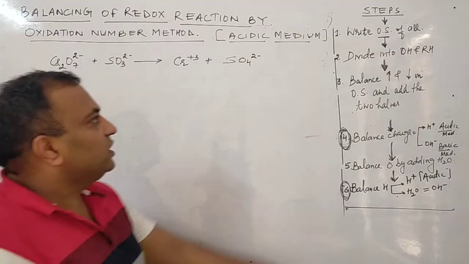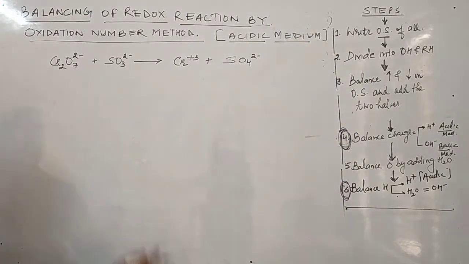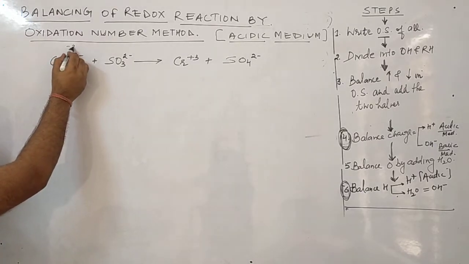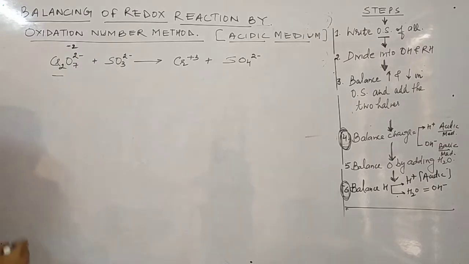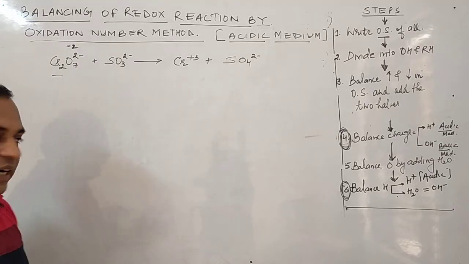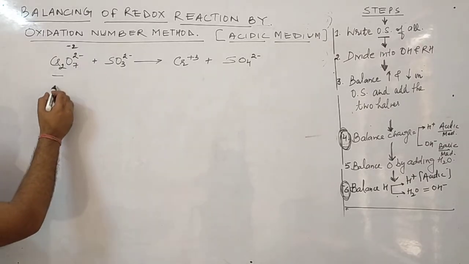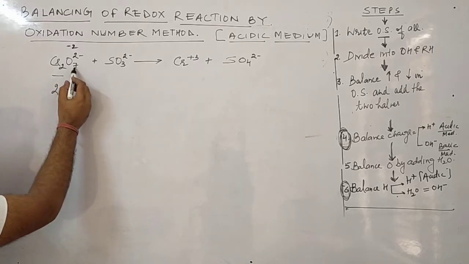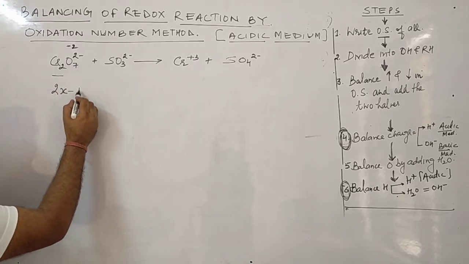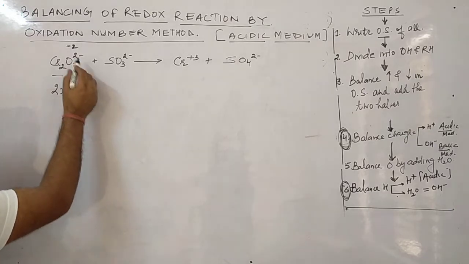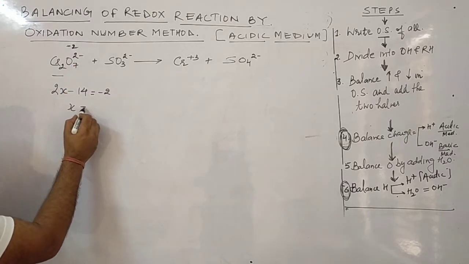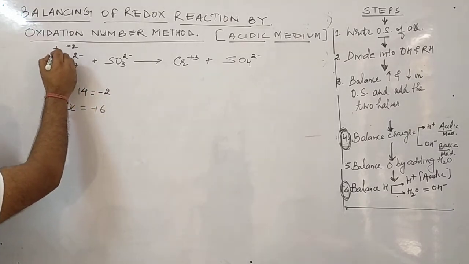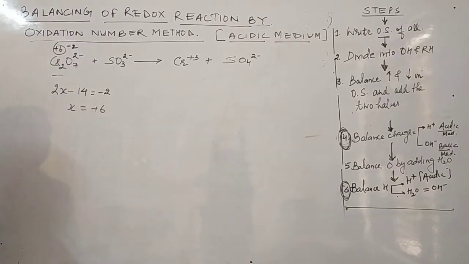Write oxidation state of all. So we'll write the state of oxygen is -2. Chromium, ये D block element है. For D block metal we have to find out the state. Let it be X. For two chromium 2X. ऑक्सीजन का -2 होता है, 7 से मल्टीप्लाई करेंगे -14 equal to -2. So x comes out to be +6, means the state of chromium is +6.